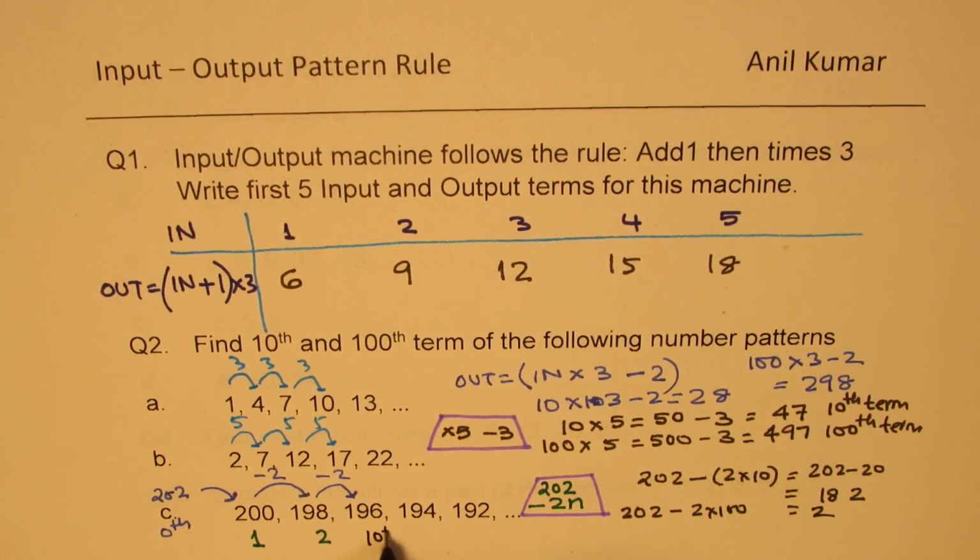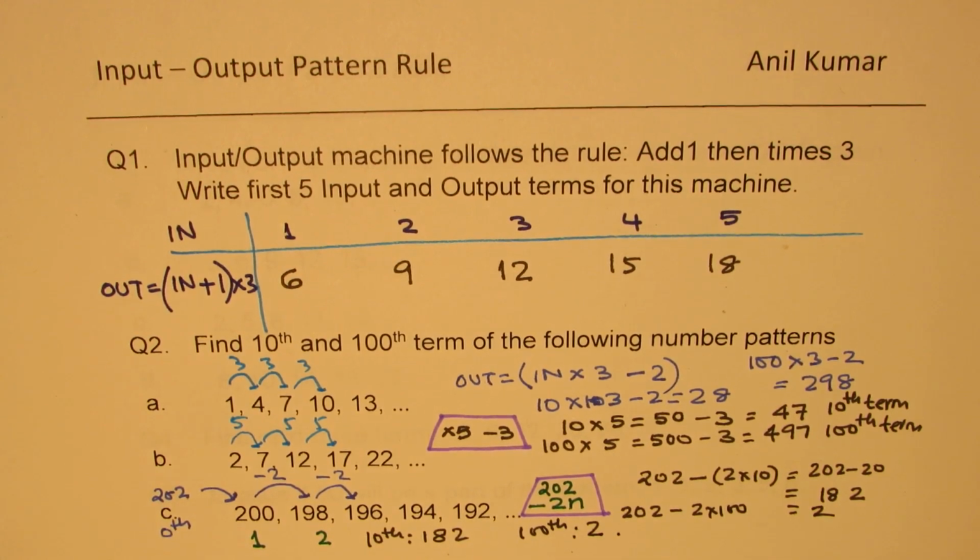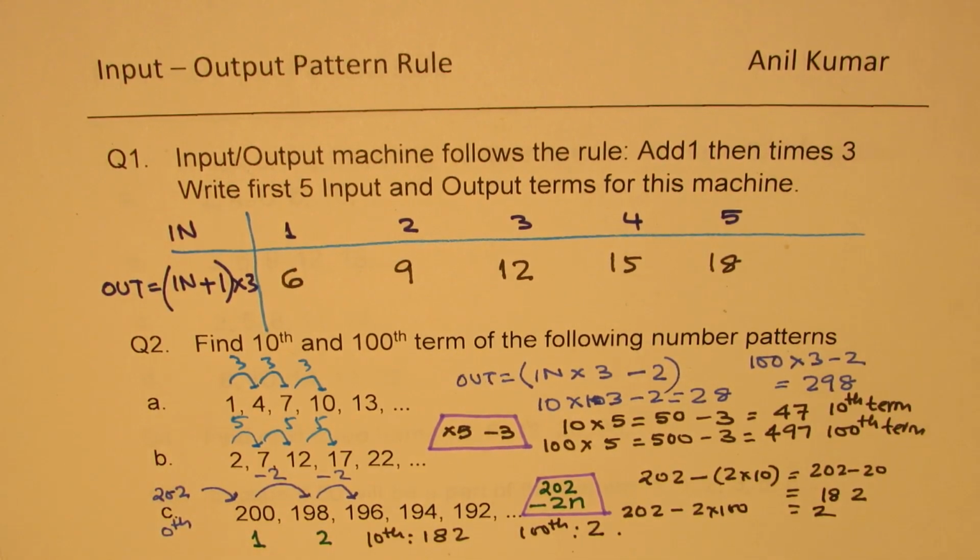So the 10th term here is 182 and the 100th term here is the number 2. Perfect. This is a slightly difficult question, but I hope you'll get the concept. So go through it once again.